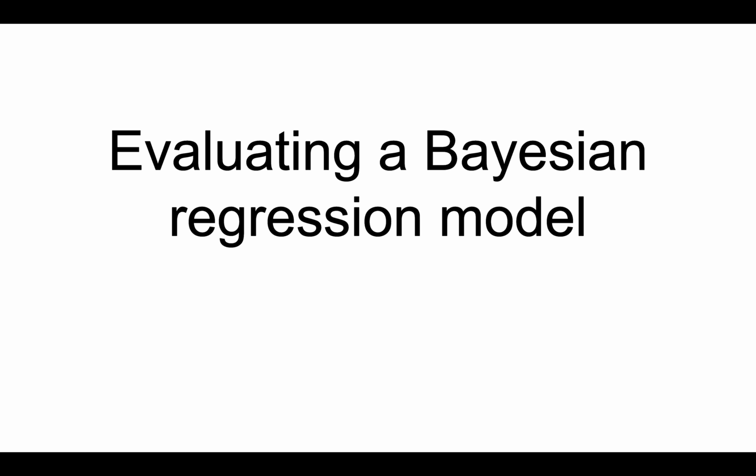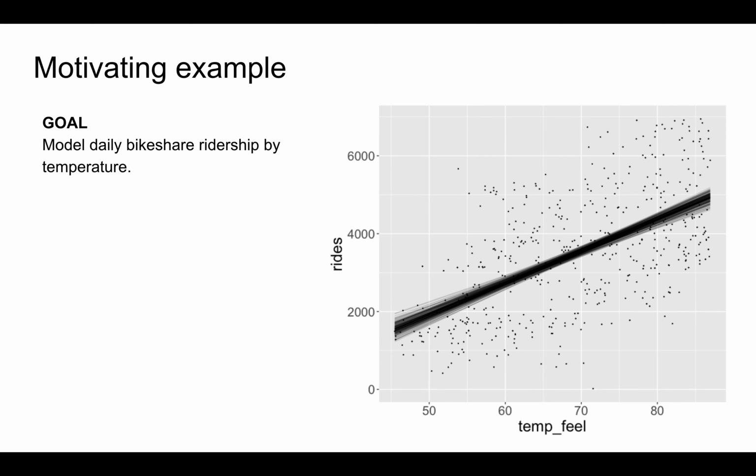In this video, we'll explore how to evaluate the quality of a Bayesian regression model. Consider an example. Suppose we wish to model the daily number of users for a bike share service by the temperature on that day. The results of our Bayesian posterior analysis of the relationship are displayed here. Each line represents a posterior plausible description of the regression model between ridership and temperature.